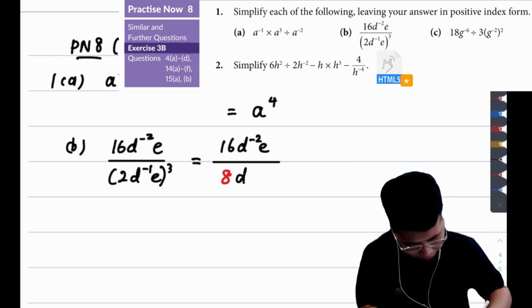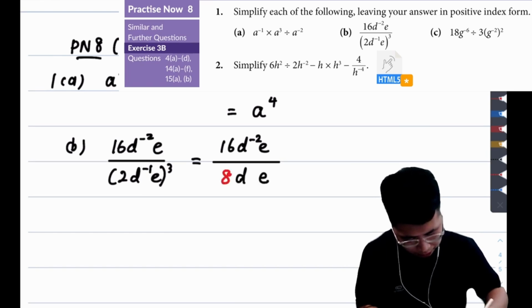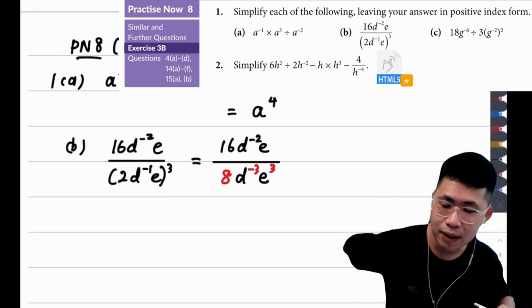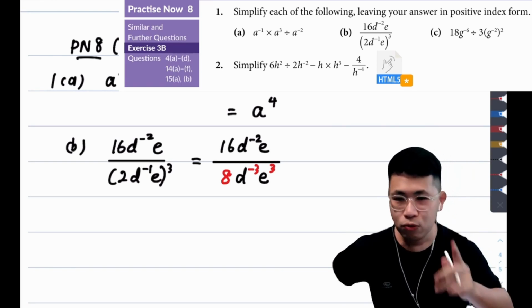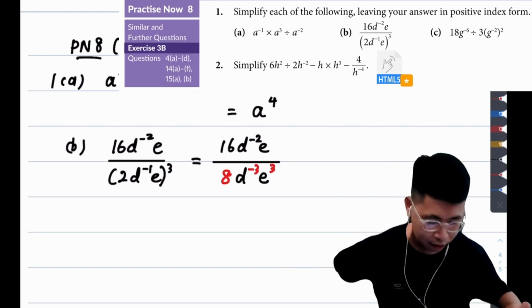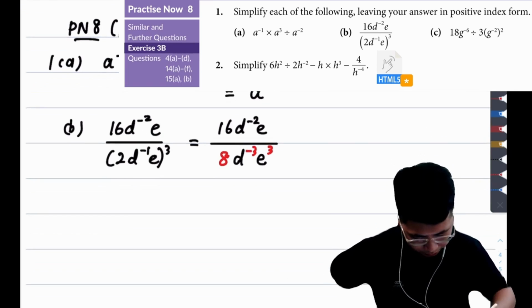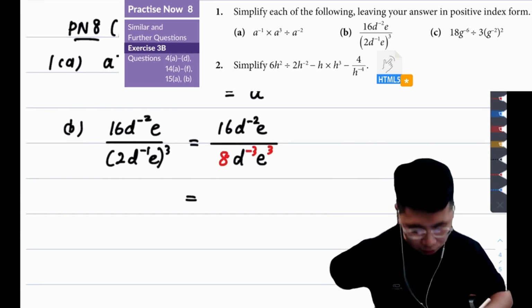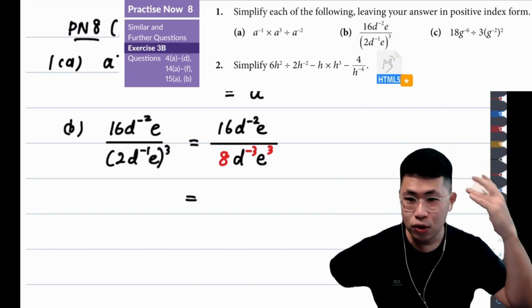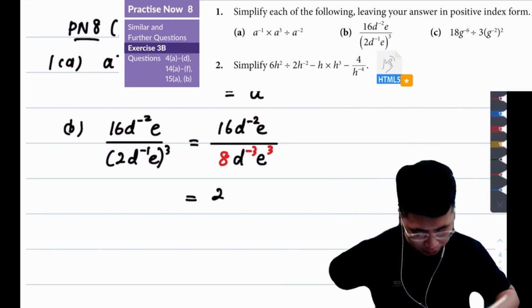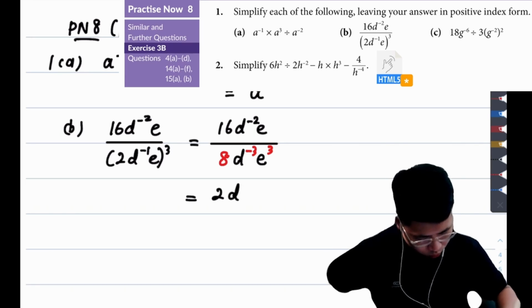We have our d and e, with d to the power of negative 3 and e to the power of 3. We can distribute the 3 into the bracket, and don't forget the 2 also needs to have a power of 3. Over here we can make use of our laws of indices already, because it's just the top divided by the bottom. So 16 over 8 is 2, d to the power of negative 2, right?